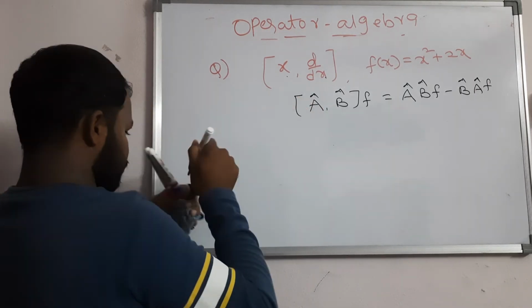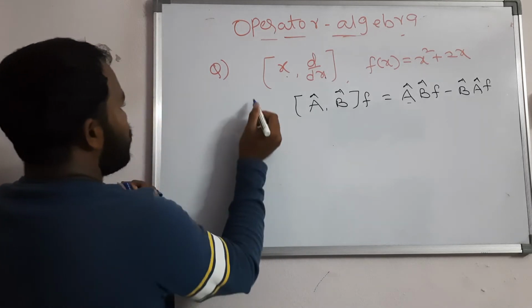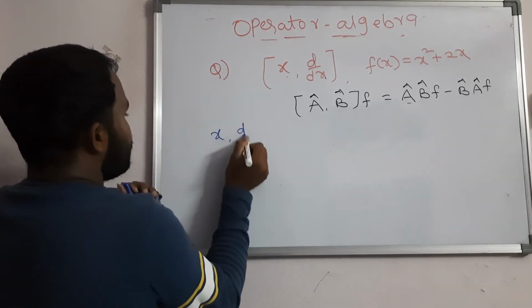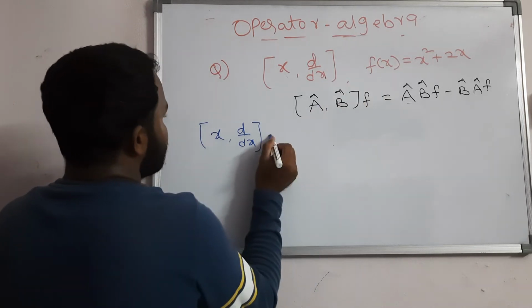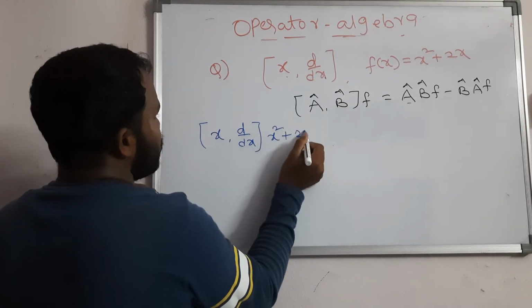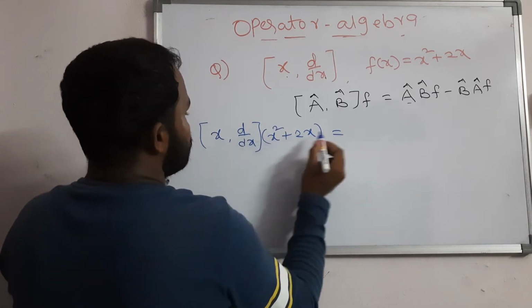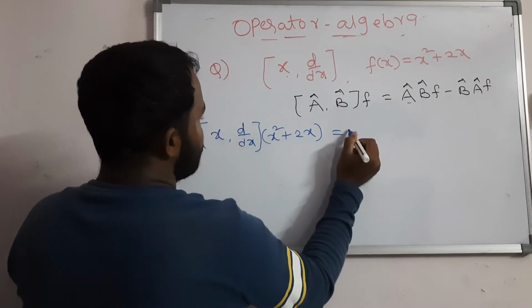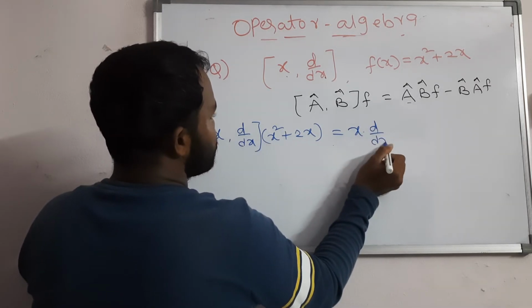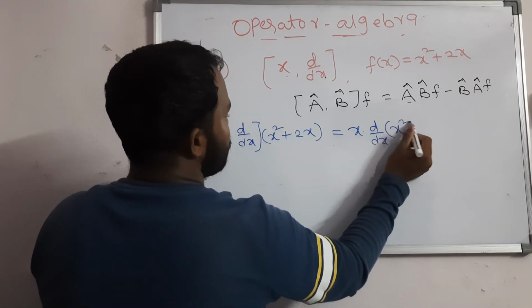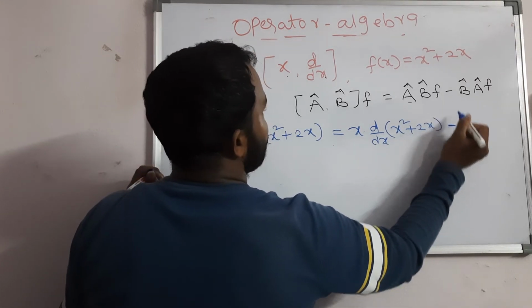So first I am going to do this. I am going to take [x, d/dx] on the function x² + 2x. So this value I will do. A is x and B is d/dx acting on f, which is x² + 2x. You should write x into (x² + 2x), minus, as it is.